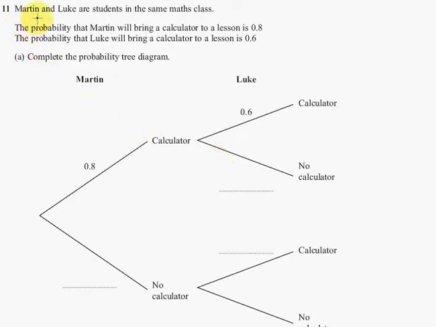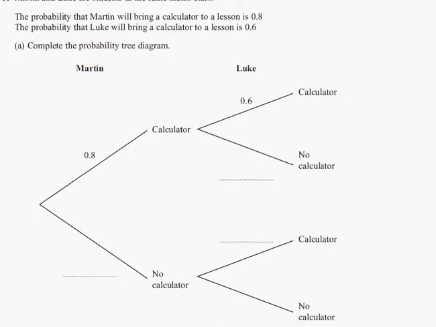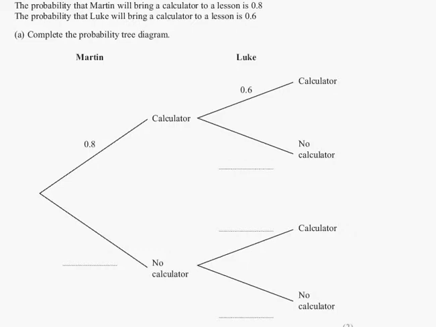Question 11. Martin and Luke are students in the same maths class. The probability that Martin will bring a calculator to a lesson is 0.8. The probability that Luke will bring a calculator to the lesson is 0.6. Part A says complete the probability tree diagram. So, you just have to fill in the probabilities on the right branches.